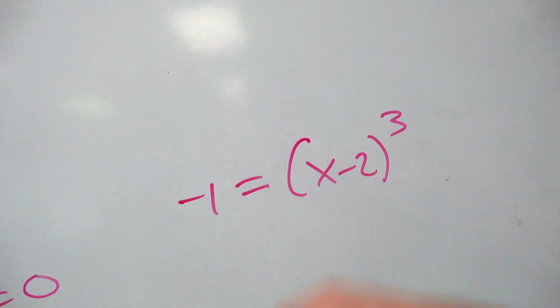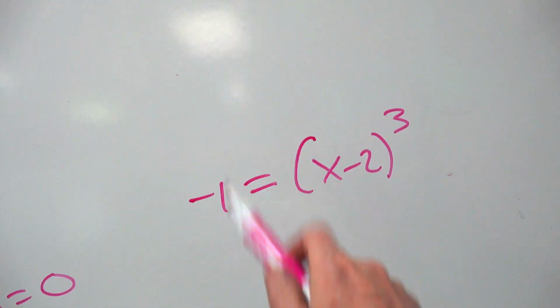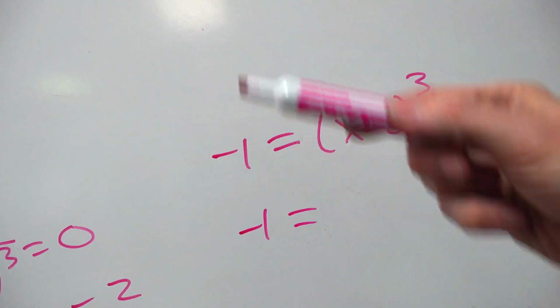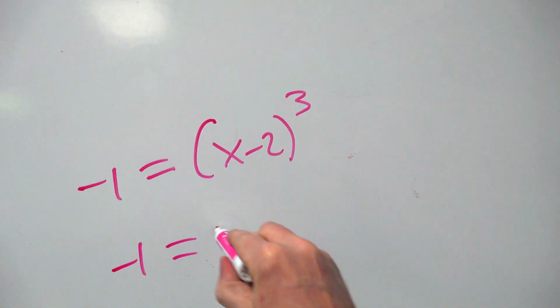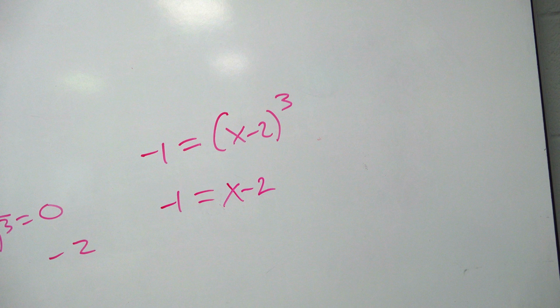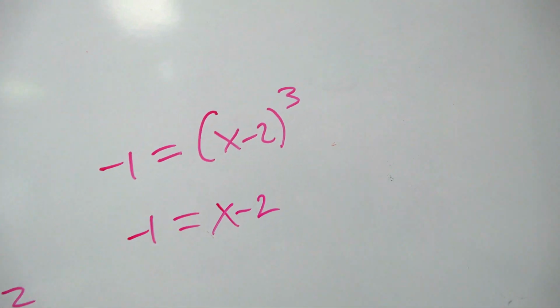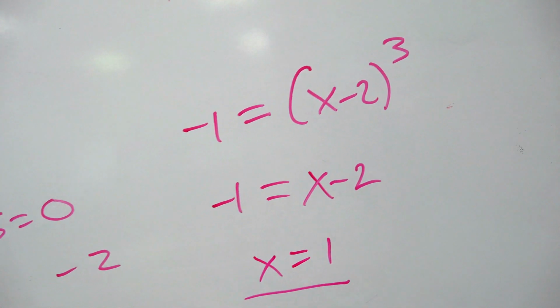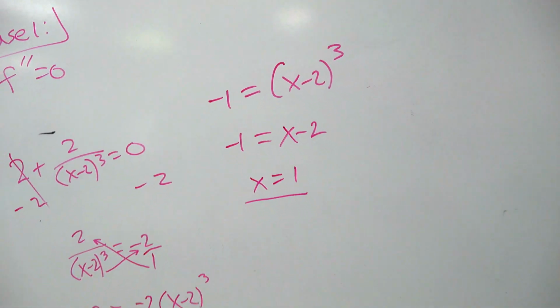Take the cube root of both sides. The cube root of negative 1 is negative 1, just like the cube root of negative 8 is negative 2. And over here, you've now taken the cube root, which cancels the cube. Remember how to do that from the old integrated classes. Then add 2 over to the other side, and you get x equals 1. That is going to go on my number line.